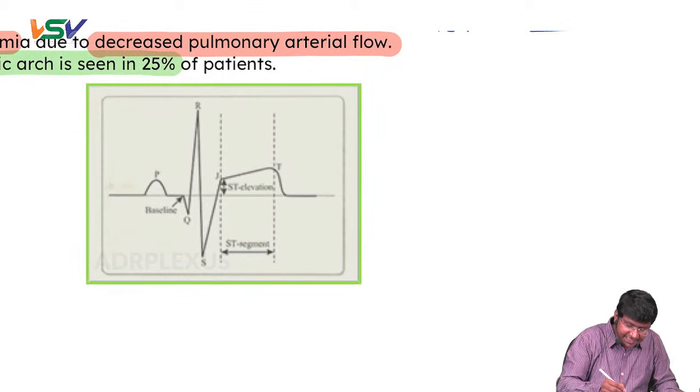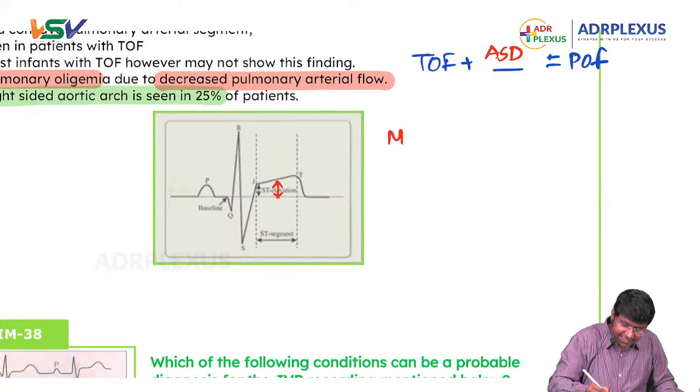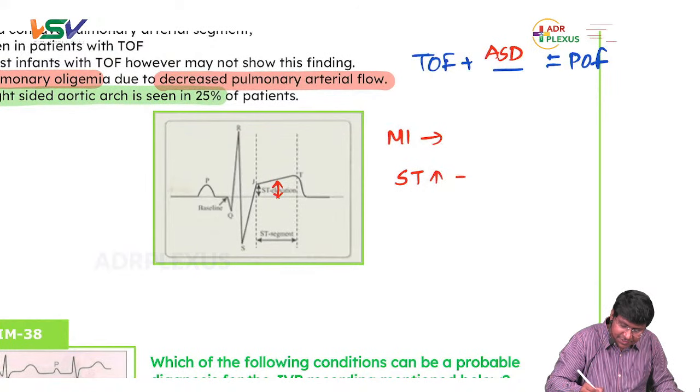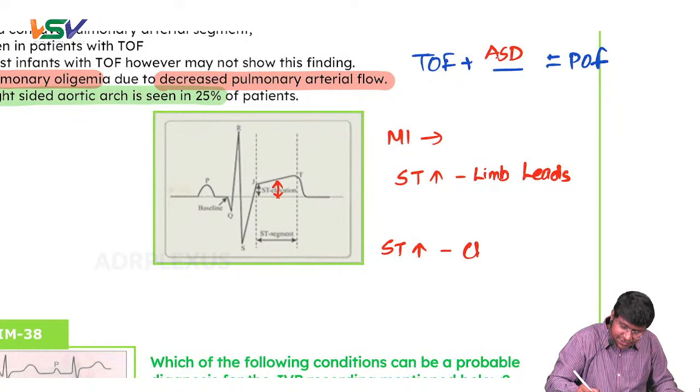Now why did I place these images? In this image you can see that there is ST segment elevation, right? Now to call it MI, what should be the minimum ST segment elevation in the limb leads, right? And what should be the minimum ST segment elevation in the chest leads to call it MI?